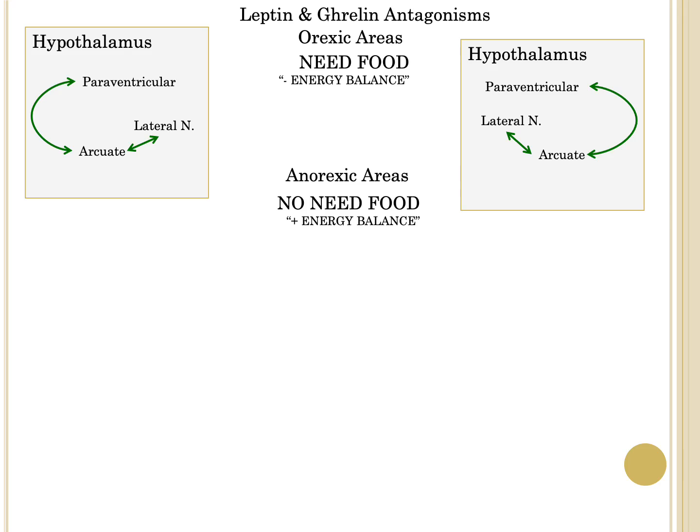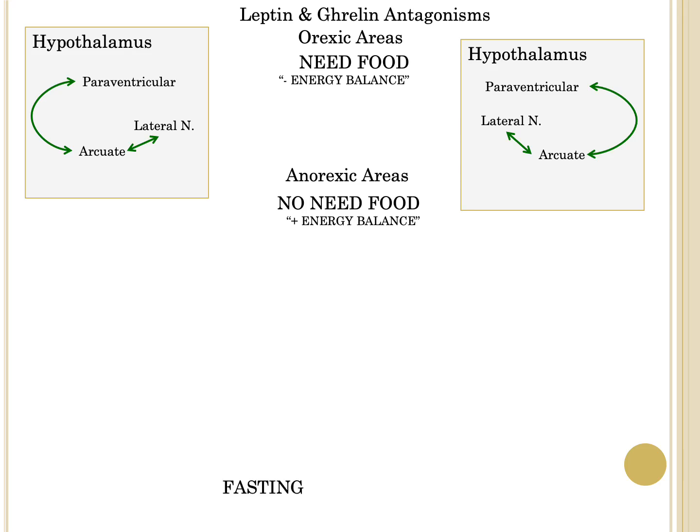Orexia is the process of eating. Anorexia is the process of avoiding food. Just because someone is having an anorexic response does not mean that they are anorexic. And that's something we're going to talk about in the next presentation.